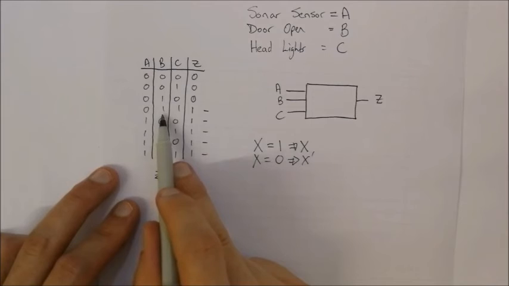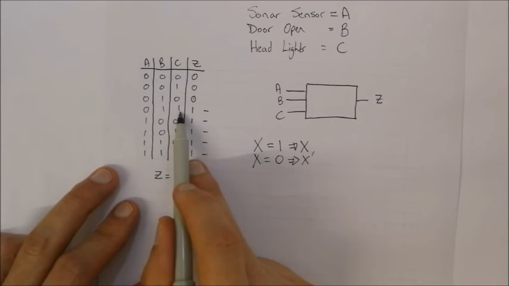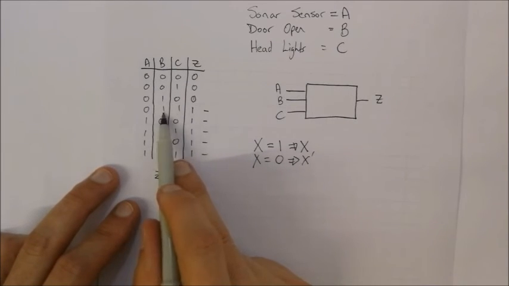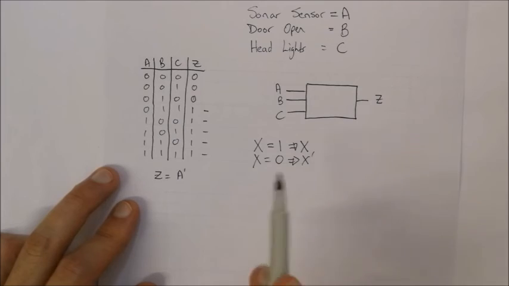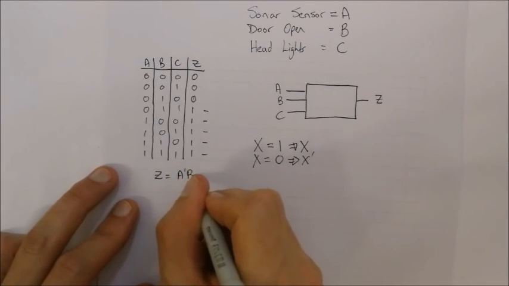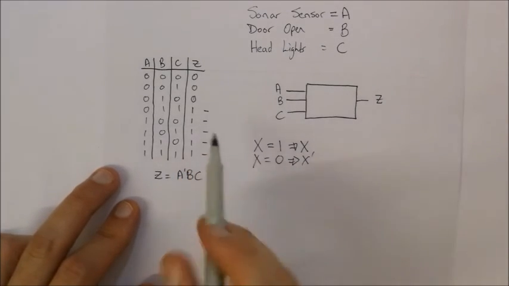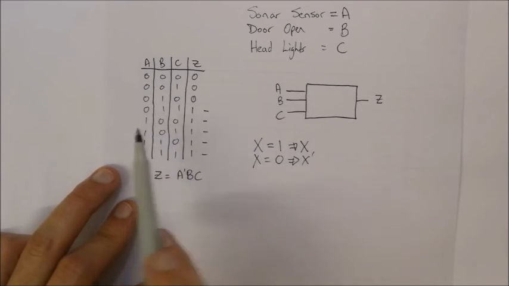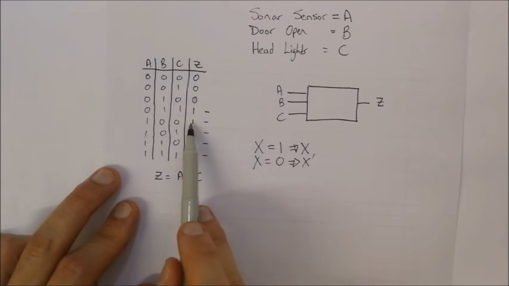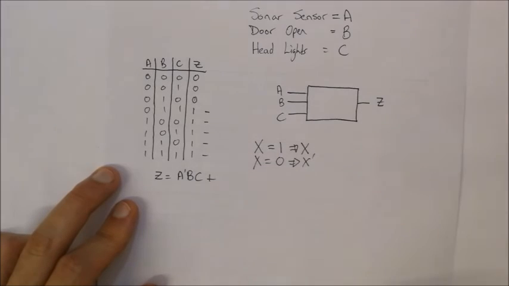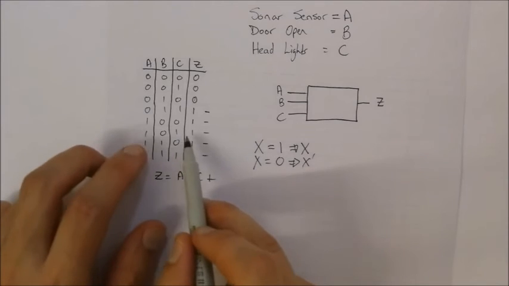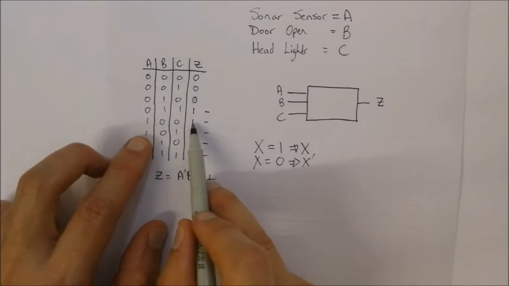But B is equal to 1 and C is equal to 1, so for that we're just going to call it BC. Because it's equal to 1, it just stays as that specific variable. So A naught, B, C. We're adding them all together. Then we look at the next one where Z is equal to 1, and the next part of our expression will consist of an OR, or a plus.